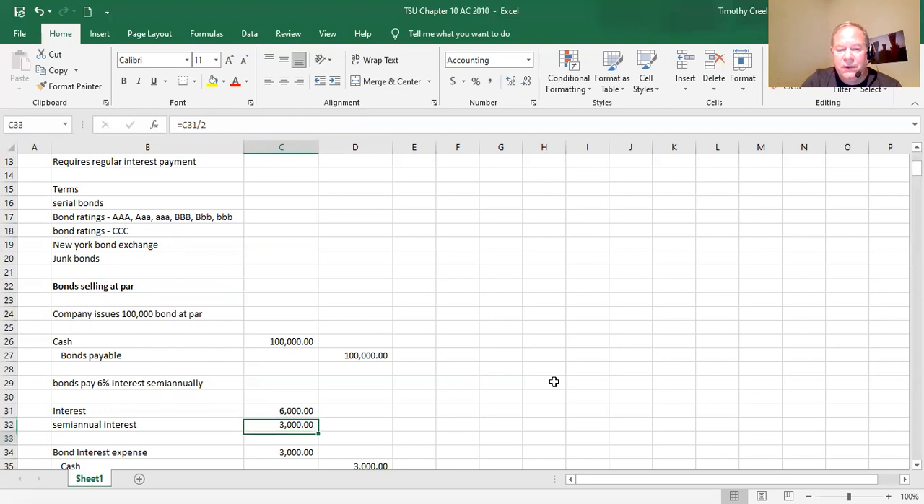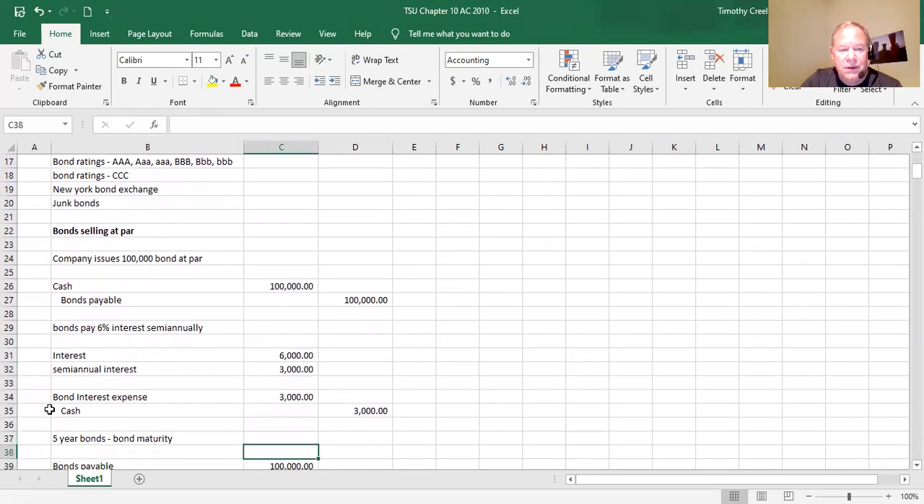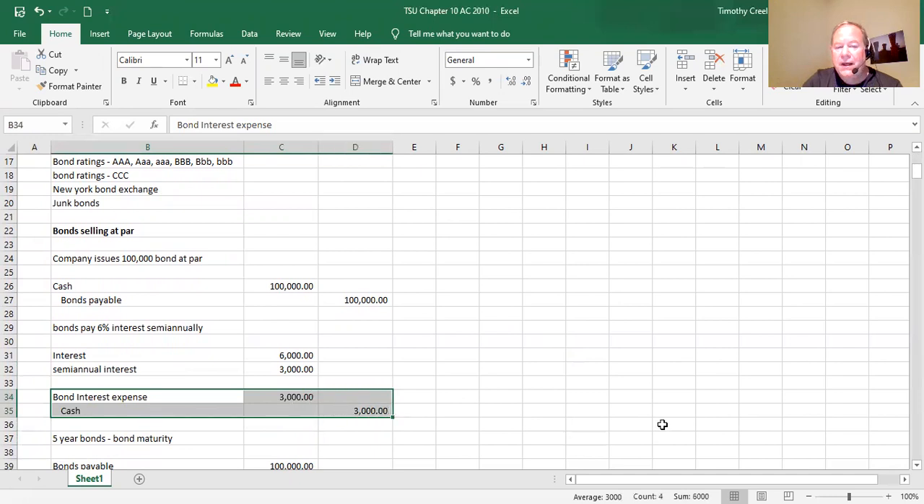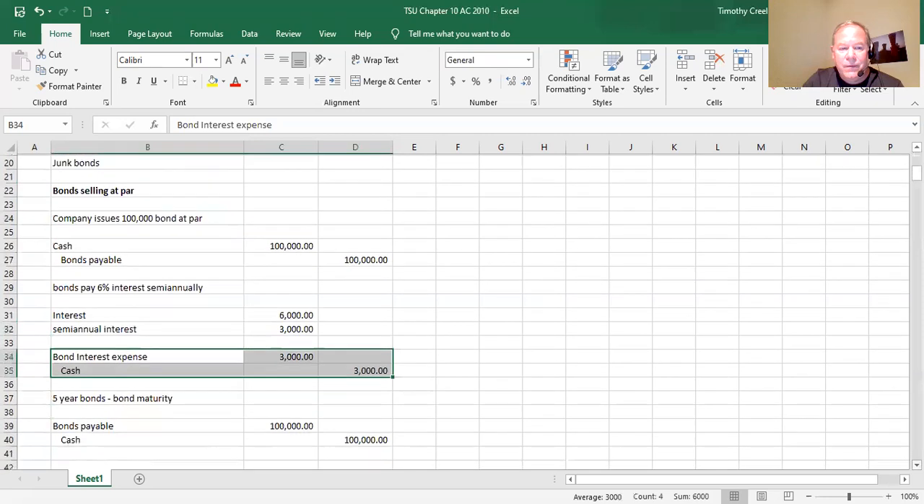So our journal entry to record the interest would be a debit to bond interest expense and a credit to cash. That would be the journal entry that we would do here.